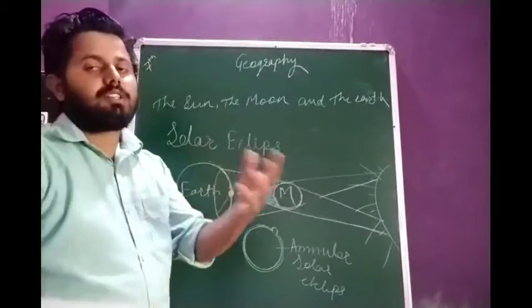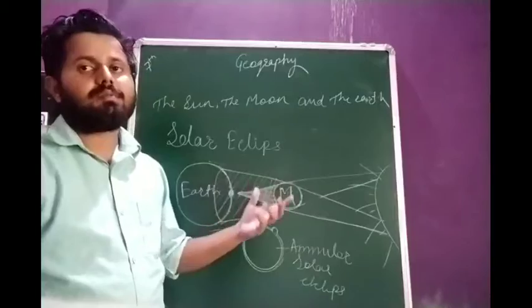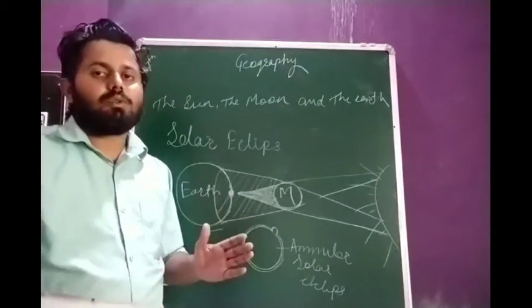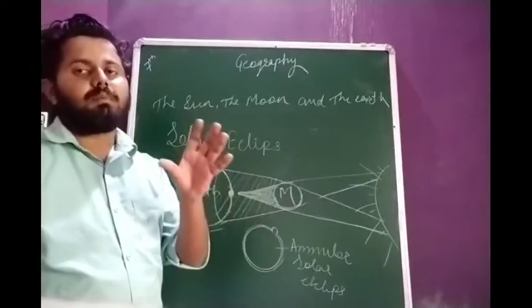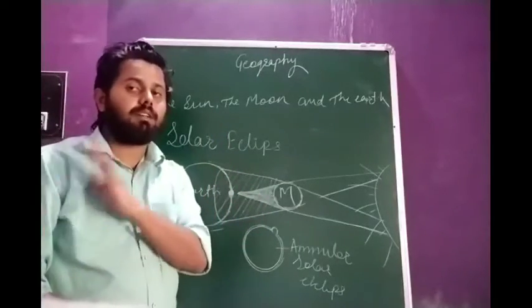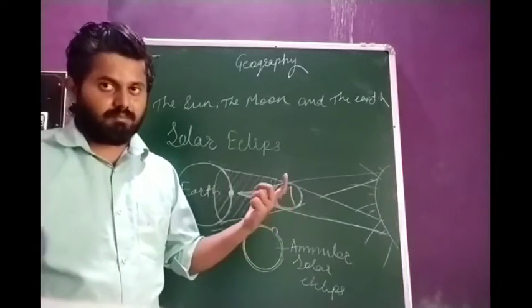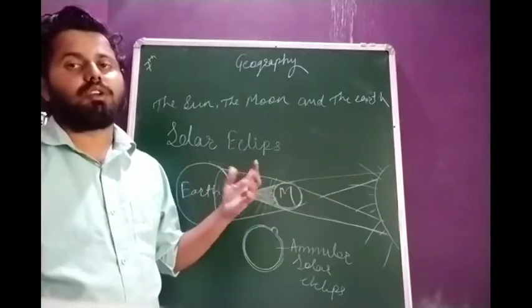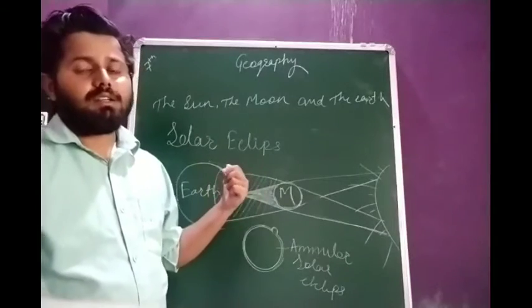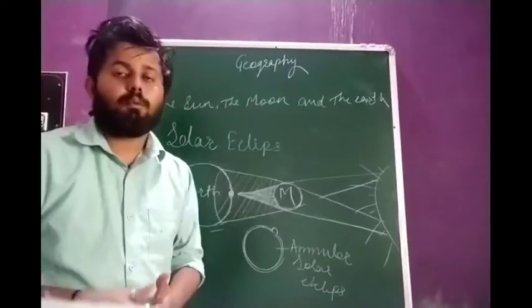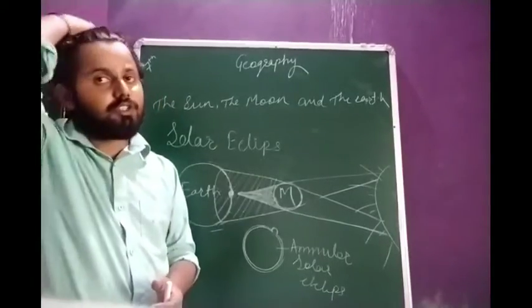As we learned already, in the total solar eclipse, the total part of the sun is hidden. In the partial solar eclipse, some part of the sun is hidden behind the shadow of the moon. But sometimes what happens, as we see in the positions of the moon, apogee and perigee are the positions of the moon.